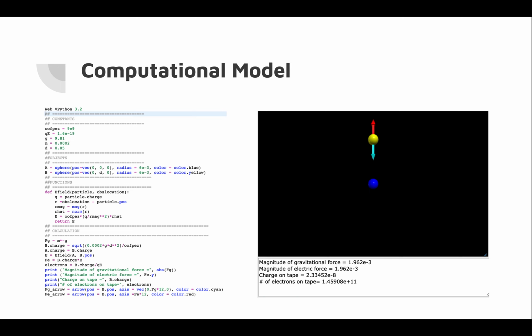This is the computational model used to derive the calculations for this experiment. Under constants is Coulomb's constant, the charge of an electron, the gravitational constant, the mass of the tape, and the distance between the two tapes. Under functions, it determines the calculation loop for the E field, and under calculations, it determines the calculations for the magnitude of the gravitational force, which is F equals m times g, the magnitude of the electric force, where the force of gravity and the electric force are set equal to each other, and then you solve for Q, the charge on the tape, and the number of electrons on the tape.